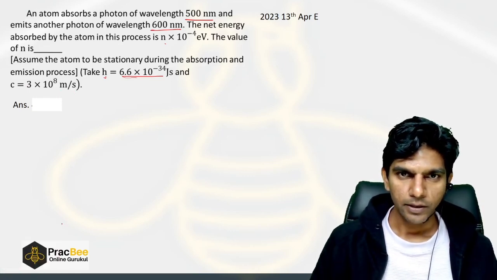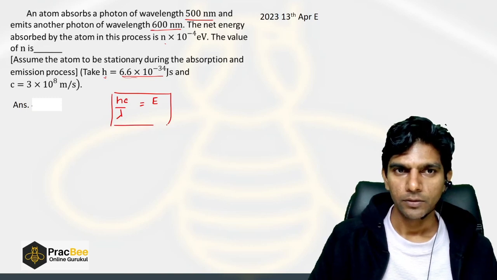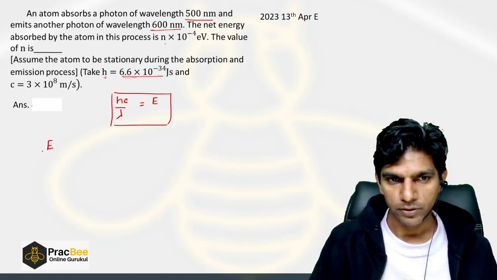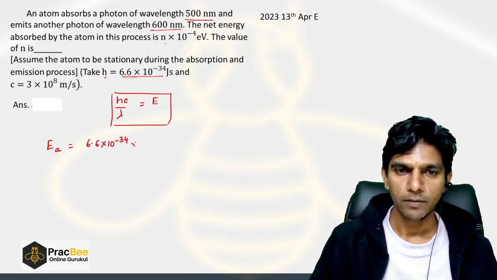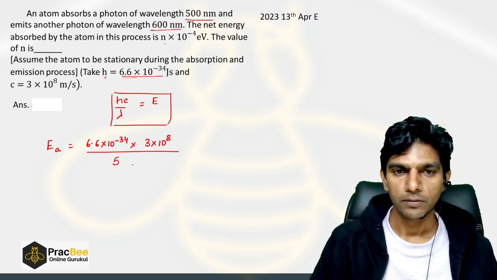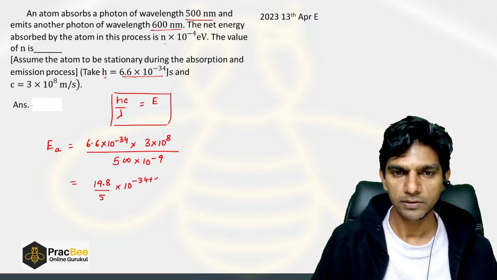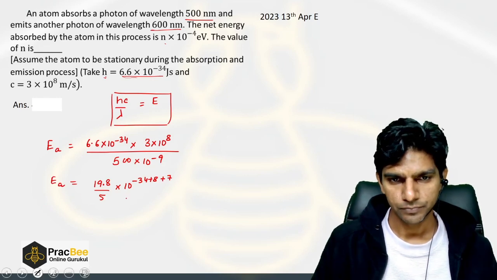Okay. Now let us calculate the energy of the photon. Here we have to use this formula: hc by lambda is the energy of the photon. So the energy of the photon which is being absorbed, let me call it EA, will be 6.6 into 10 raised to power minus 34, c is 3 into 10 raised to power 8, divided by wavelength 500 into 10 raised to power minus 9. So this will be 19.8 upon 5 into 10 raised to power minus 34 plus 8 plus 7. So this is the energy of the absorbed photon.